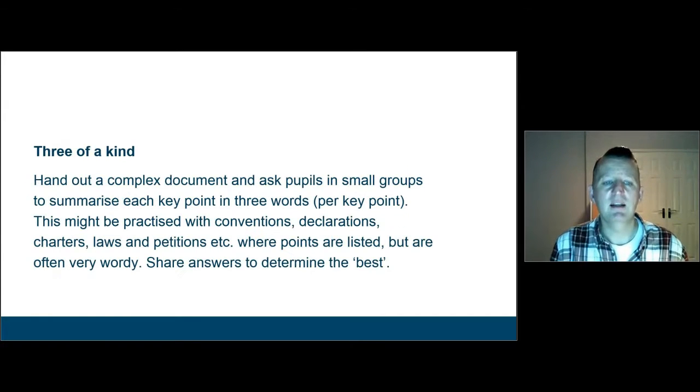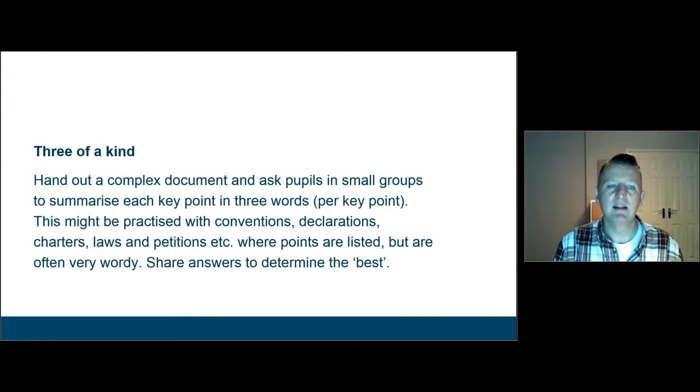Another idea is 3 of a kind, where you hand out a complex document and ask pupils in small groups to summarise each key point in 3 words. You might practice that with conventions, declarations or charters or laws, where the points are listed but are often expressed in a fairly wordy manner. And again, you can share answers to determine the best answer.